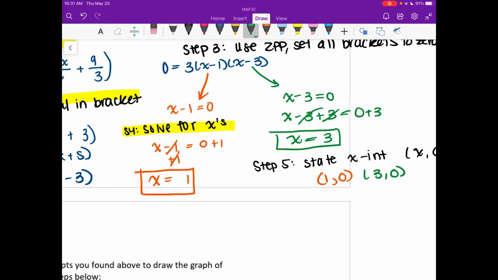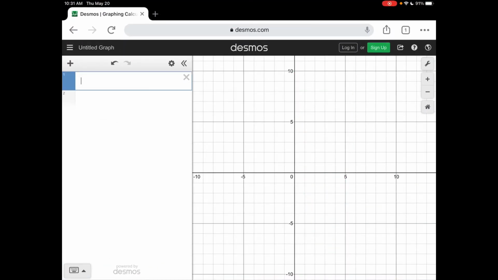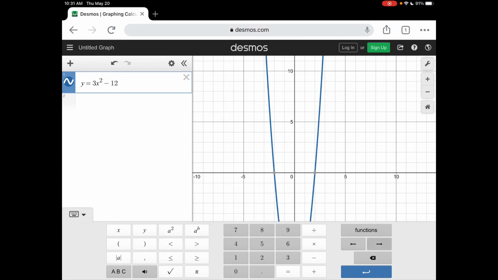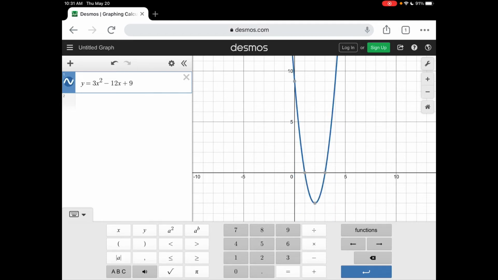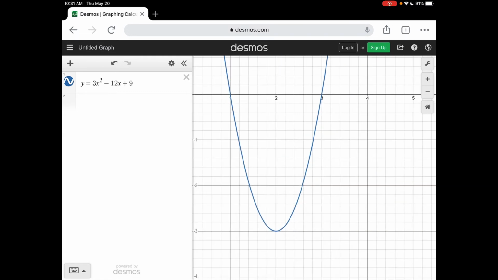And if you wanted to check this, you could honestly just go to Desmos and put in our equation here. So I have y equals 3x squared minus 12x plus 9, right? And if I look at it, the zeros of my graph are going to be 1 and 3, which makes sense. It's 1 and 3, right?